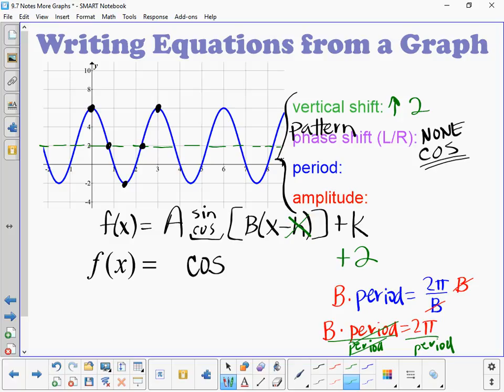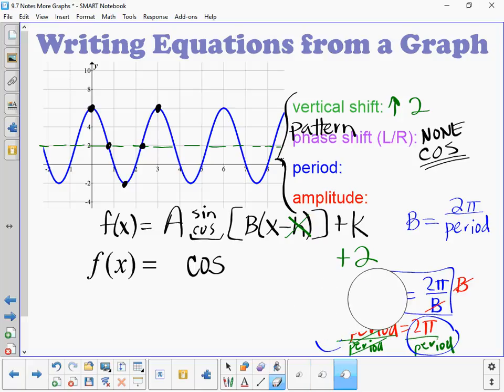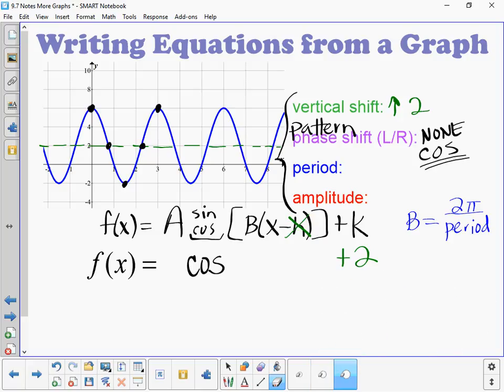So strangely enough, and the more you learn about math, the less strange this is, we end up with this equation that b is equal to 2 pi divided by the period. I mean, it's very similar to what we started with. It's just that the b and the period sort of switched places. So if we can identify the period by looking at the graph, then we're able to calculate the b value that we need to use in the function.